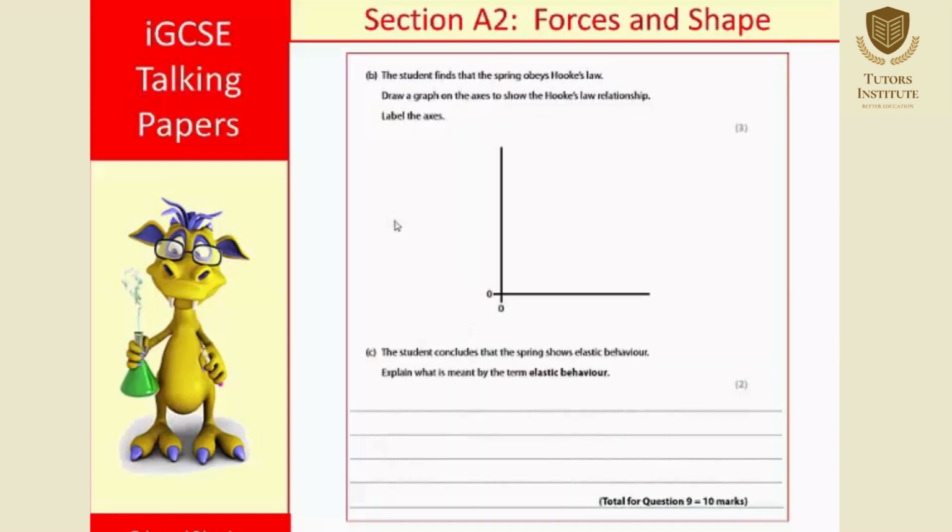Second part, looking at the results, the student finds the spring obeys Hooke's law. You'll hopefully have come across Hooke's law and extension now. Draw a graph and axes to show the Hooke's law relationship. Okay, this is a sketch graph. You've got no data for this, so do not expect to plot data, but you are expected to label the axes. Okay, label the axes.